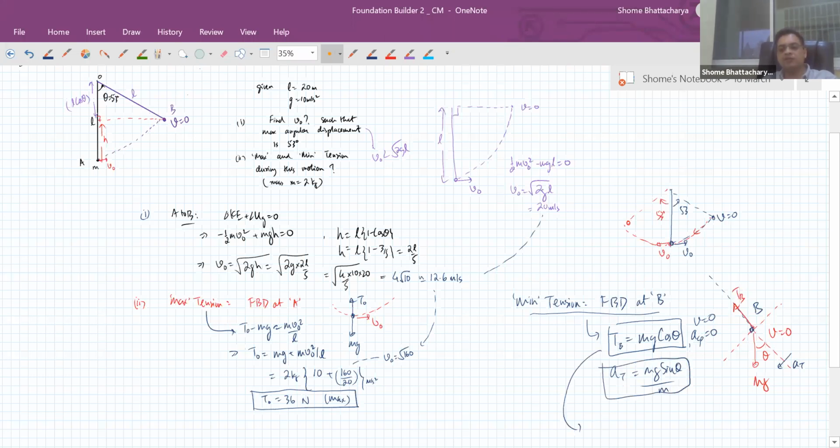So this is the minimum value of tension, which will become mg cos 53. So that's 3 by 5 times the weight. So in this case, that's 3 by 5 times 2 kgs, I think, right? Yeah, multiplied by 10. So that's 12 newtons, right? So during the entire motion, the tension continuously decreases from the maximum value of 36 to the minimum value of exactly one third of that, that is 12 newtons, as your particle is going from A to B.